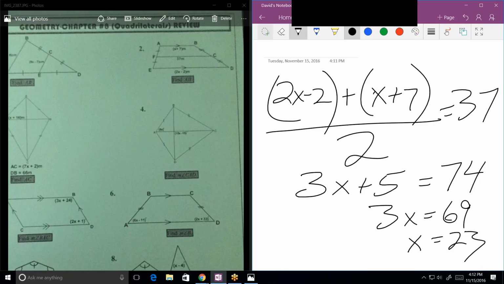23 plus 7 equals 30. It's 23. X is 23. Oh, yeah, no, you're right. So AB is 30.